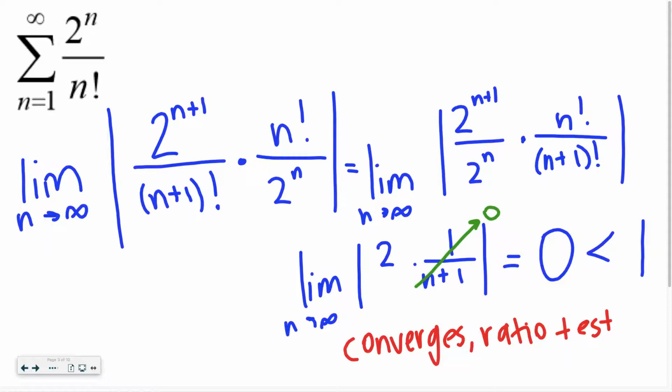No tricks. It's going to look like that every time. You're going to set it up as a sub n plus 1 over a sub n. Rearrange things and simplify, and you'll get a limit that you should be able to evaluate. Are you ready for another one?